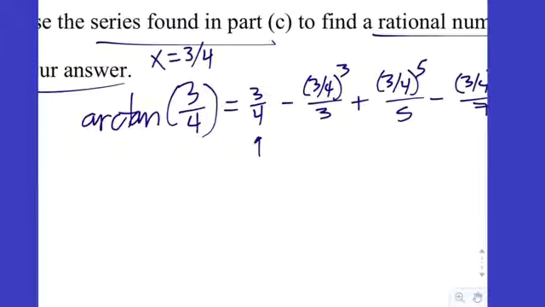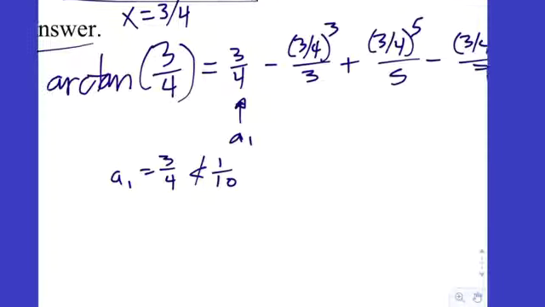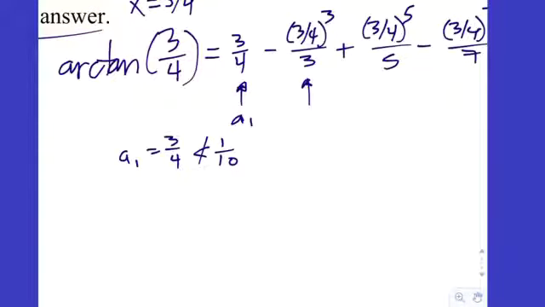This would be the first term. We'll call that A sub 1. A sub 1 is equal to 3/4. Is that less than 1/10? No. All right, cool. So let's move on to the next term. And we're doing the absolute value, so I'll do the absolute value. There we go. The second term is 3/4 cubed over 3. So that's going to be 3 cubed over 4 cubed, and then another 3 in the bottom.